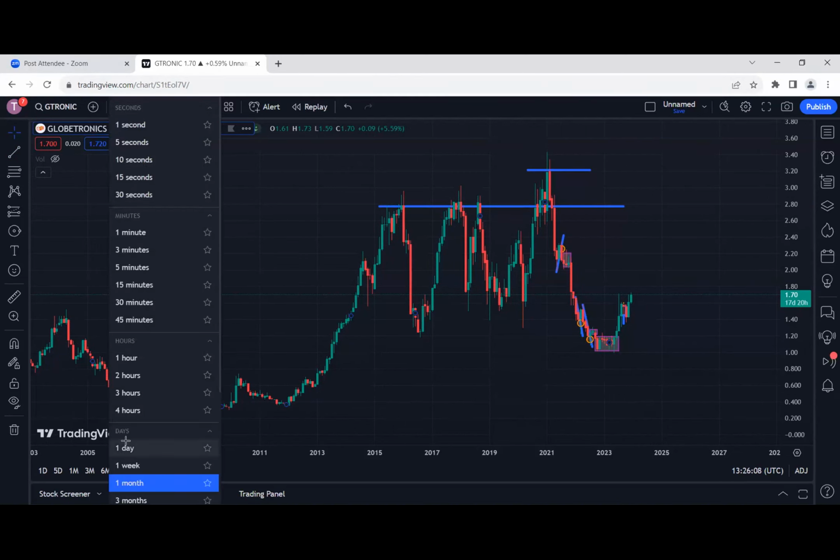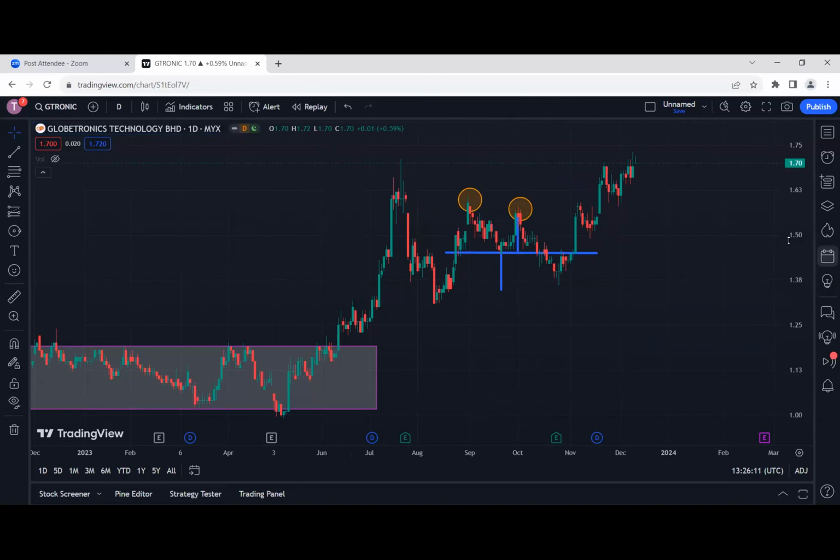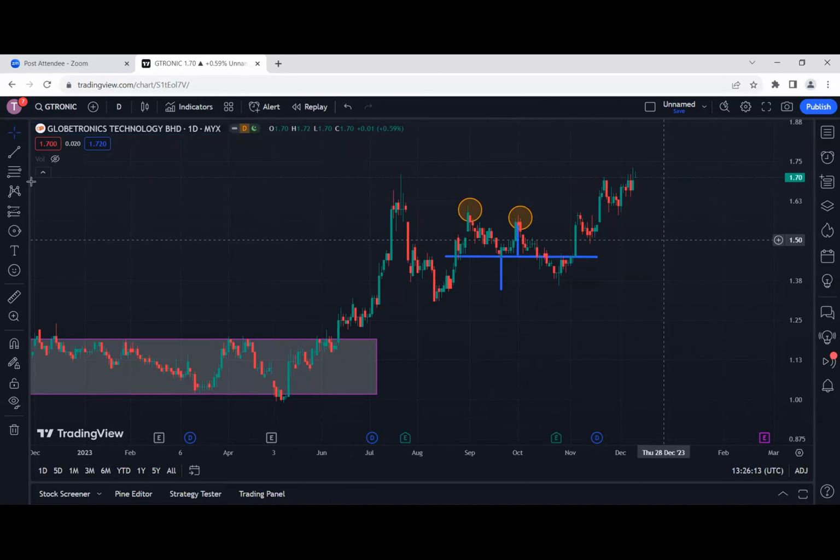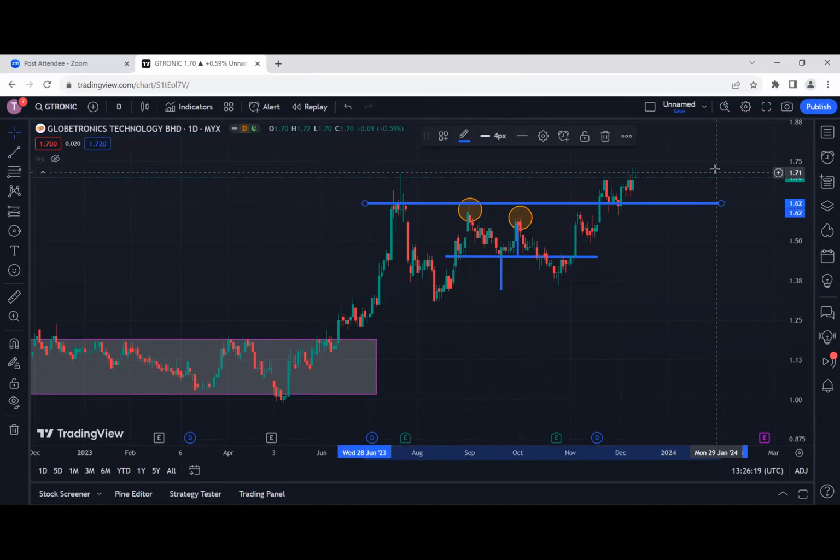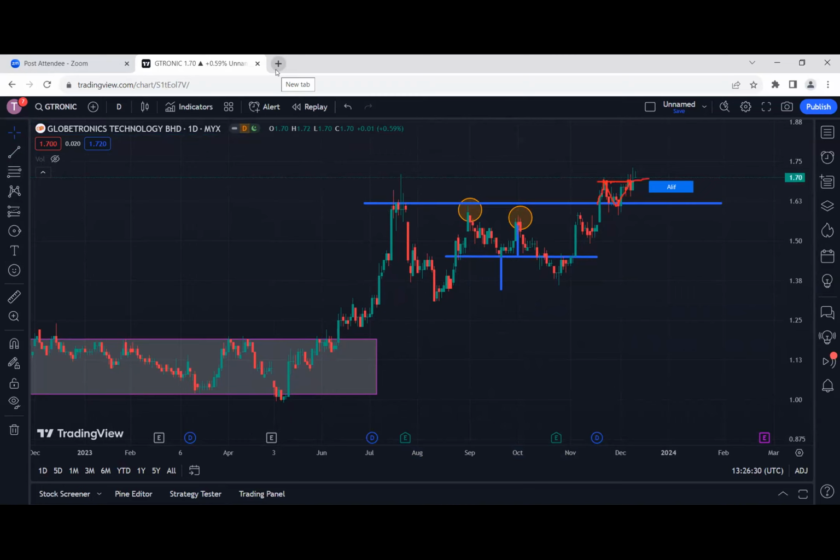Then we go back to the daily. This one is for the current price. Actually, they just broke out. Just broke out and then pulled back. Then they go up, hit the first TP. Here there must be a rejection and all that.